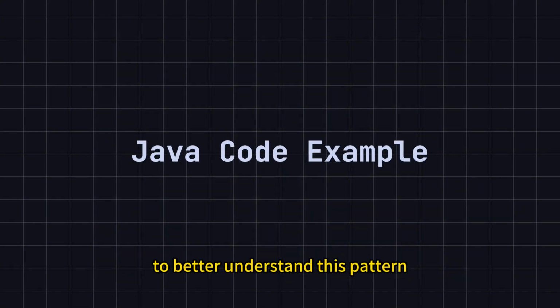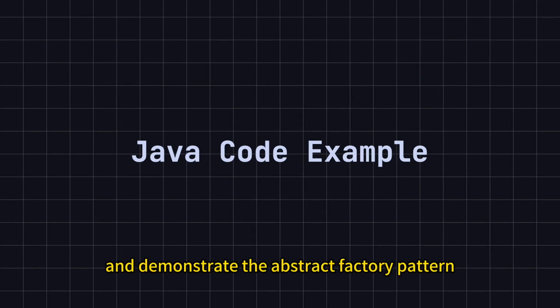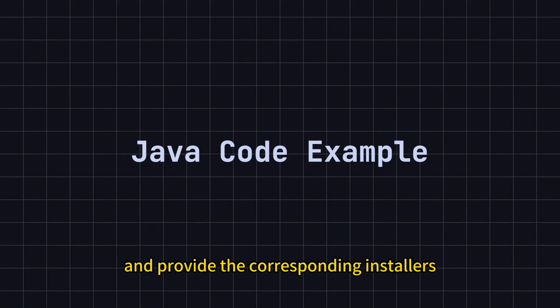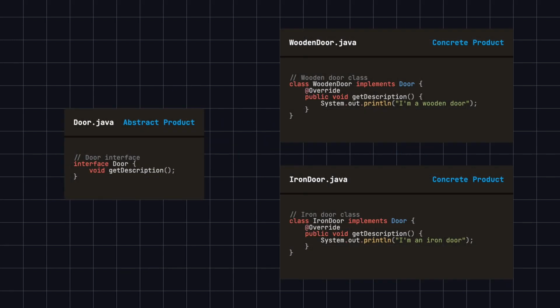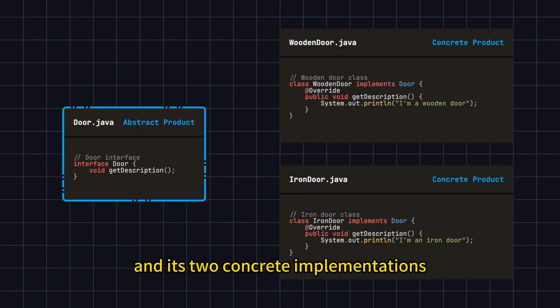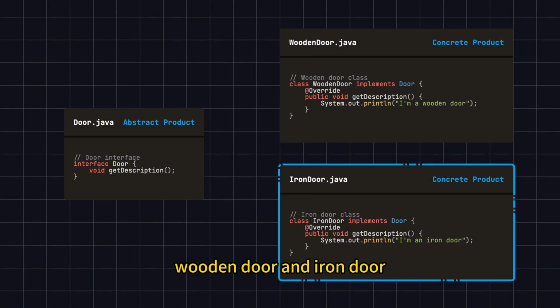To better understand this pattern, let's continue with the door example and demonstrate the abstract factory pattern using Java. We will create two factories that produce different types of doors and provide the corresponding installers. First, we define the door interface and its two concrete implementations, wooden door and iron door.